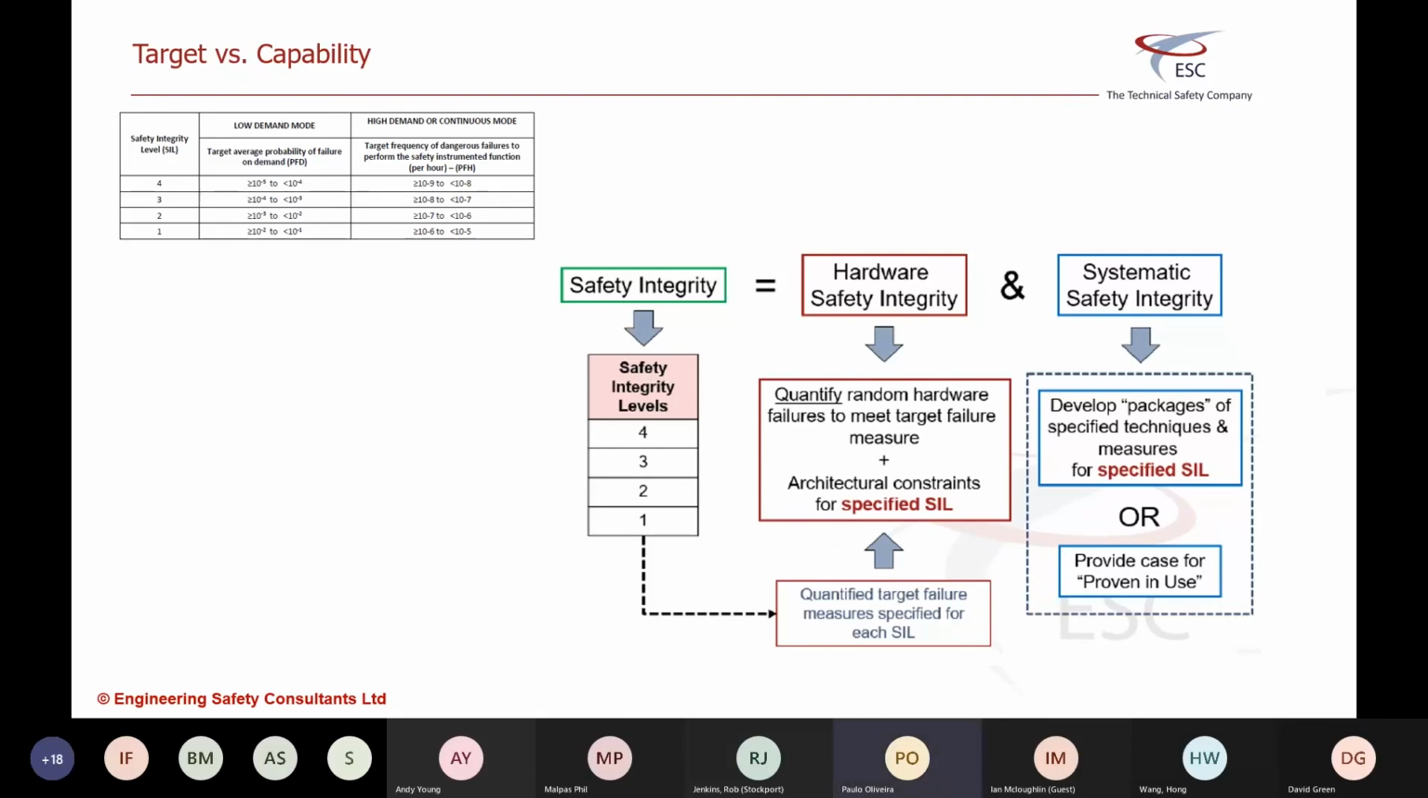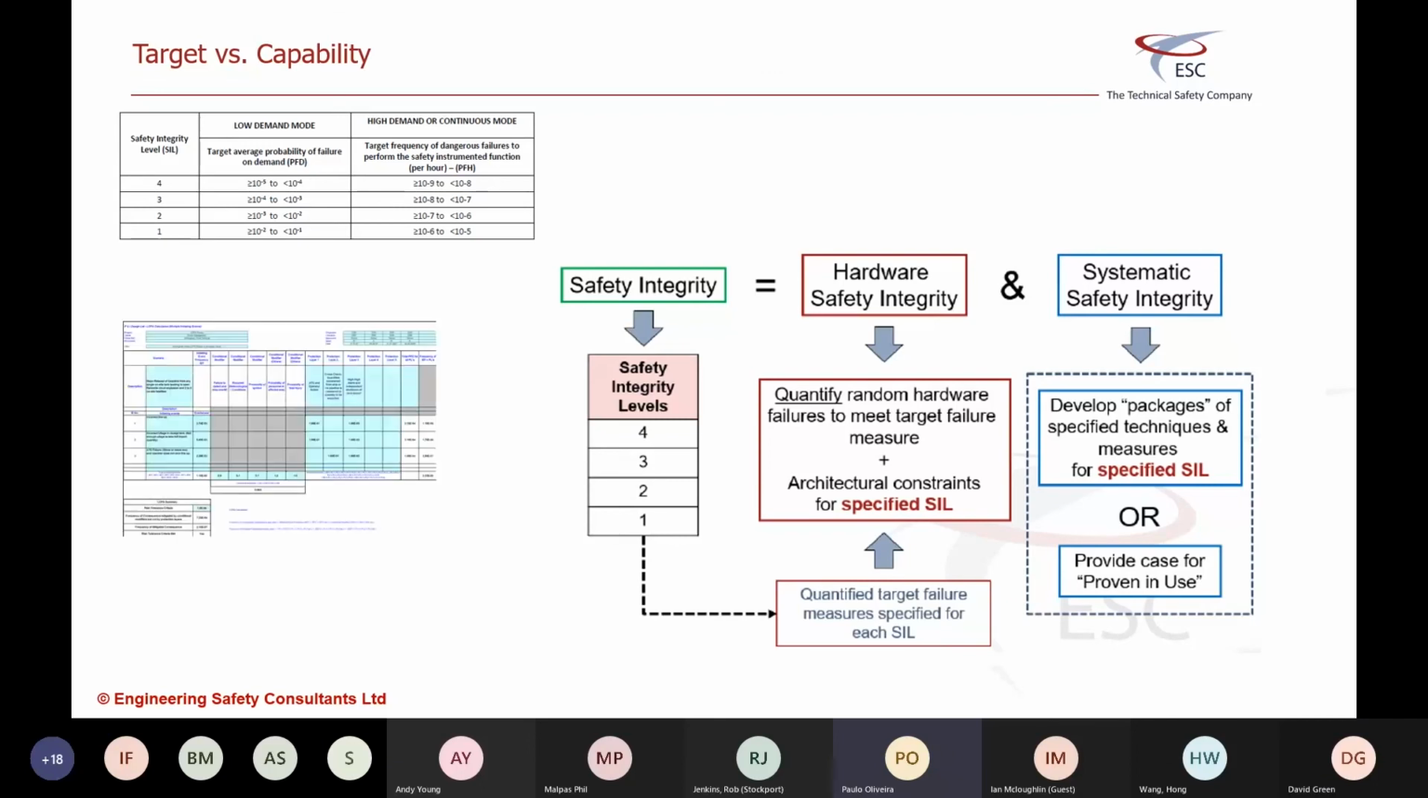So I'm going to walk you through a typical, well, a conceptual example. So you've done your LOPA, you've got your target, which tells you you're in one of those 4 bands, and your PFD sits within one of those 4 bands. That gives you your SIL. Once you know your SIL, you know where your systematic safety integrity needs to be.